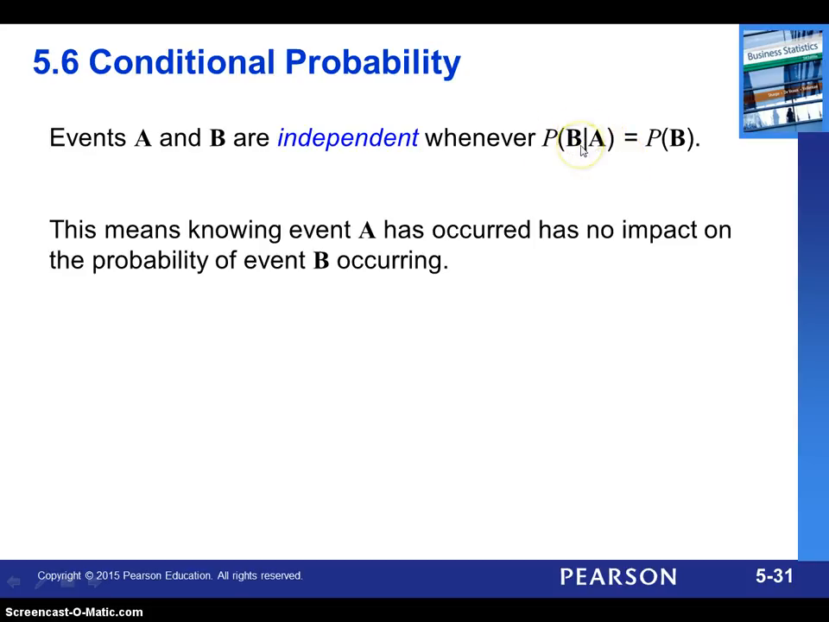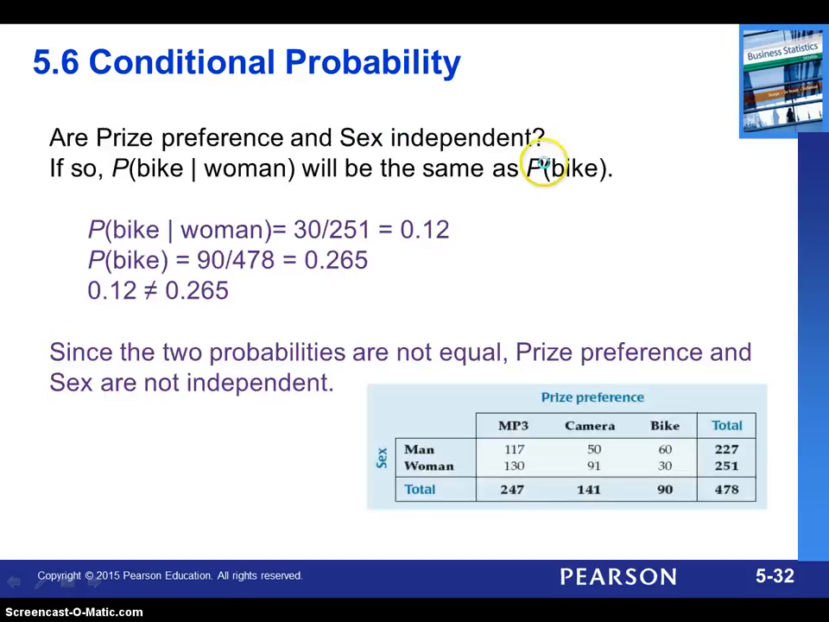So I have to calculate this, the probability of B given A. Then I have to calculate the probability of B. If they're equal, then these two things are independent. A and B are independent. So the math will help guide us, is what we can do. So in fact, here's an example.